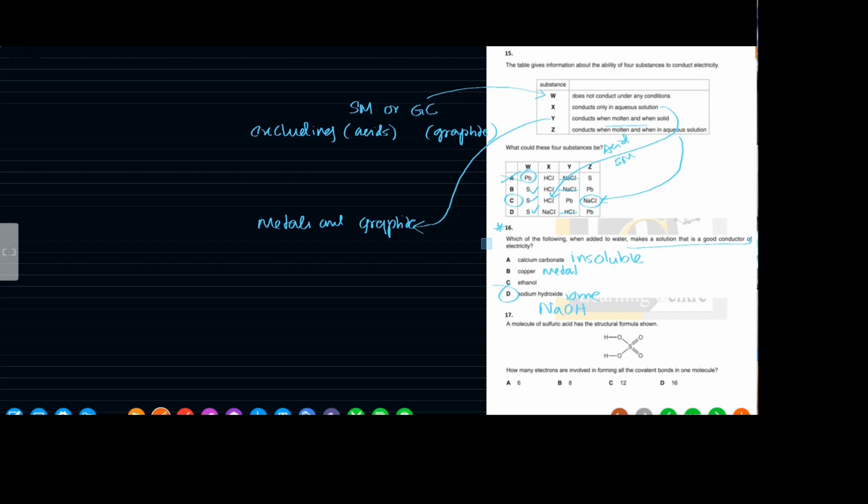Right, a molecule of sulfuric acid has a structural formula like this: 1, 2, 3, 4, 5, 6, 7, 8. There are 8 bonds, aren't there? How many electrons are involved in forming all the covalent bonds? If there are 8 bonds, and one bond is 2 electrons, therefore it's going to be 16 electrons.